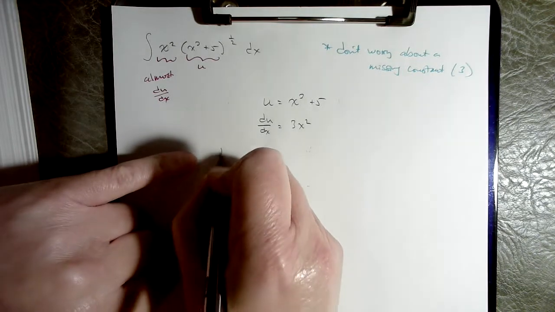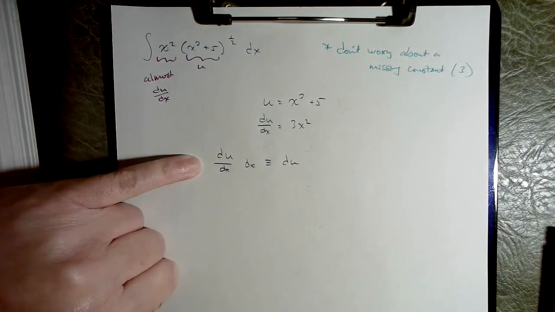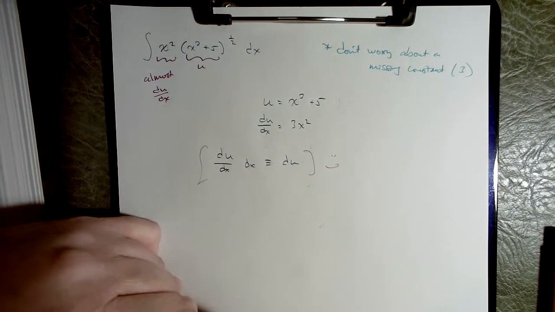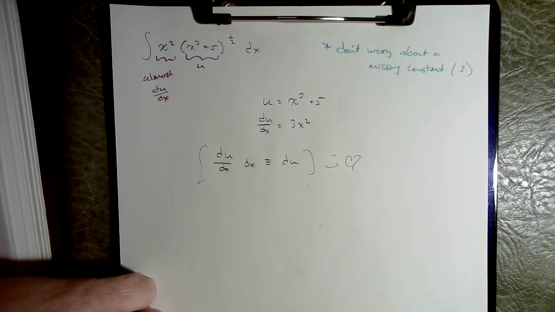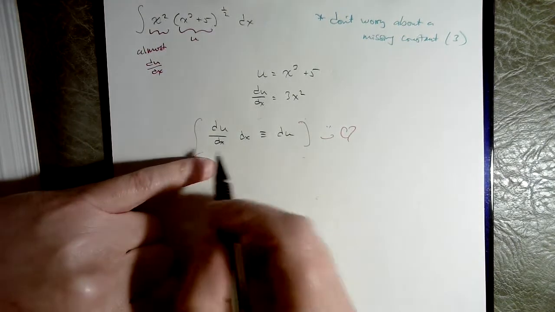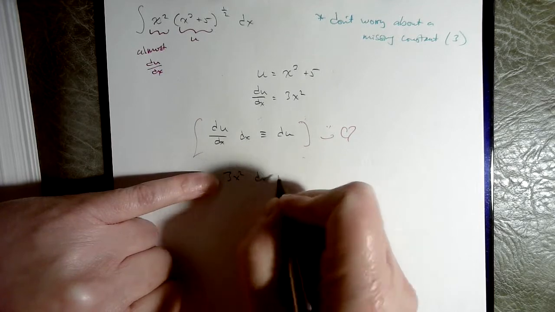Here's our magic equivalence. du dx times dx is equivalent to du. This is our magic box. We love this magic box. You must learn to love it because I say so. So here's our du dx, 3x squared dx is equivalent to du.